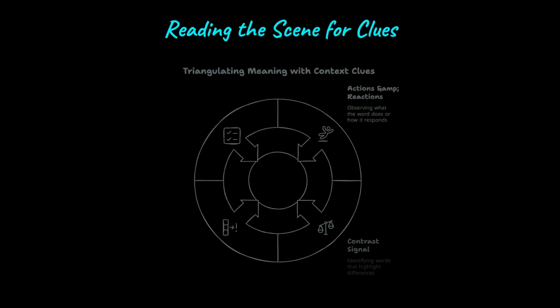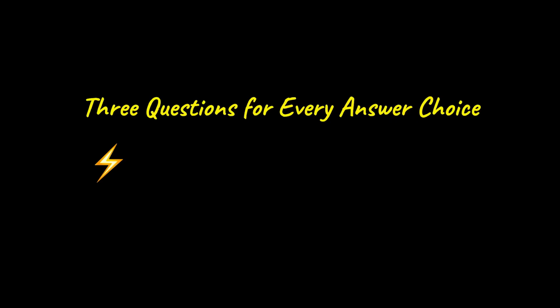Think of the unknown word as the center of a web. The actions characters take, the contrasts the writer sets up, the causes and effects described. All of these arrows point inward and together reveal what the word must mean. Before selecting an answer, ask 3 questions. Does this choice match the emotional charge of the passage? Does it match the intensity of the behavior described? And does it leave any contextual detail unexplained? The choice that satisfies all 3 is almost always correct.